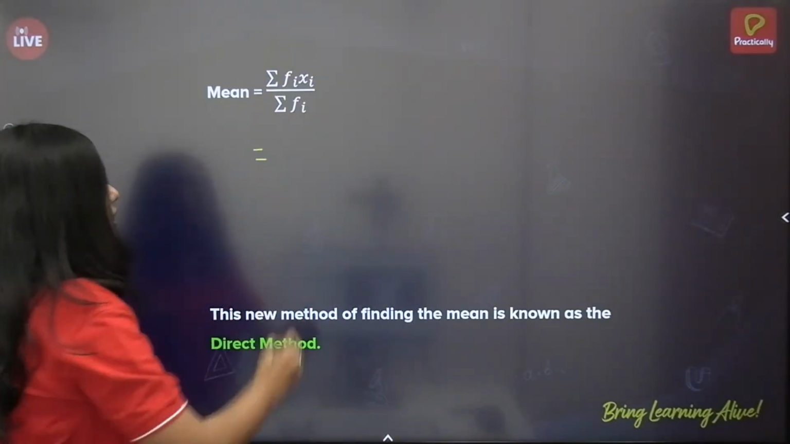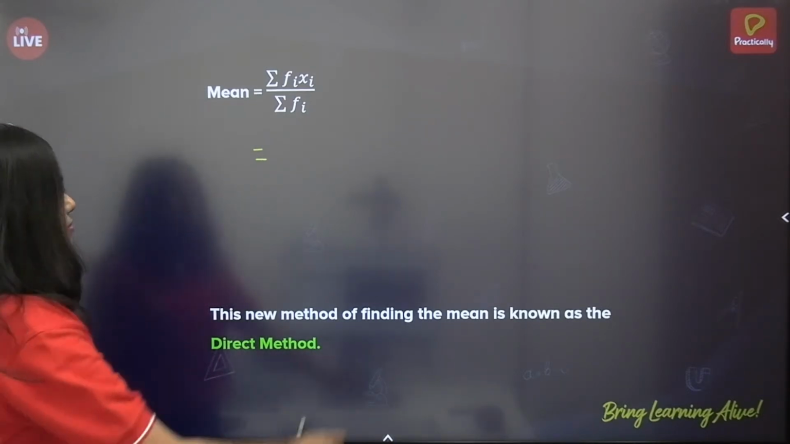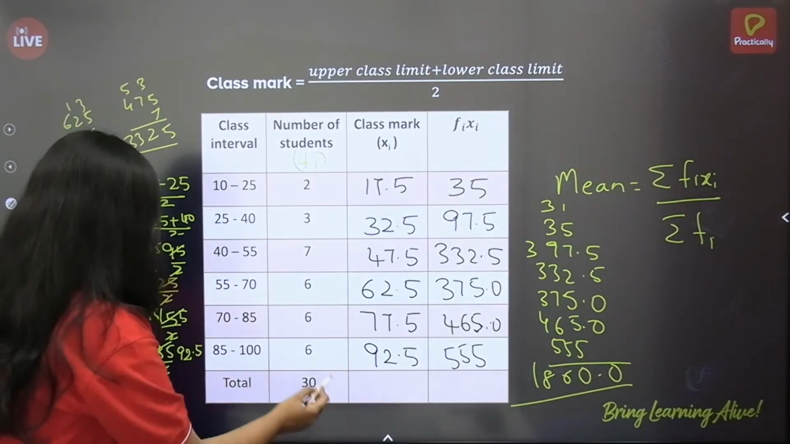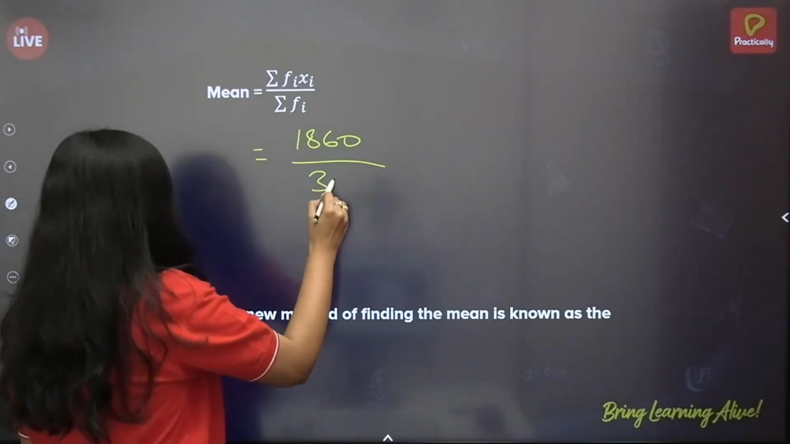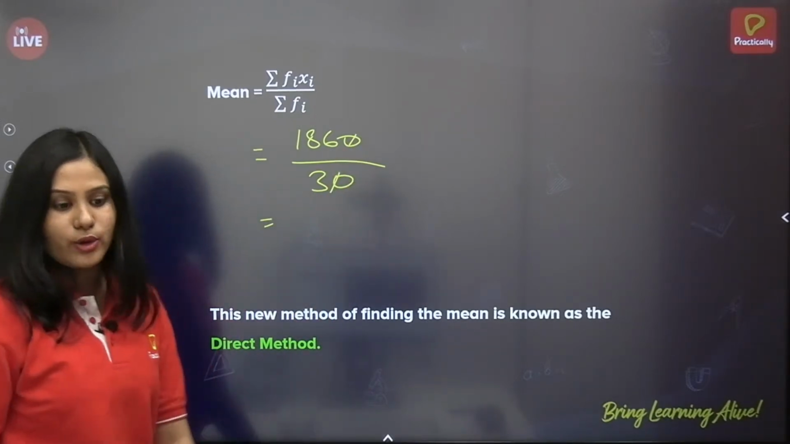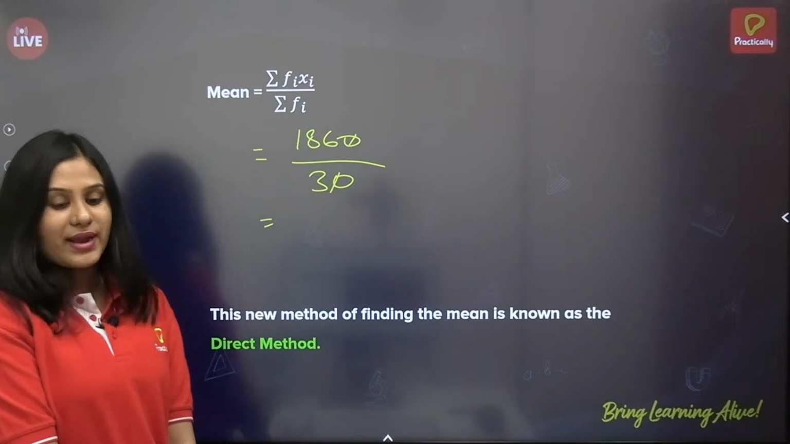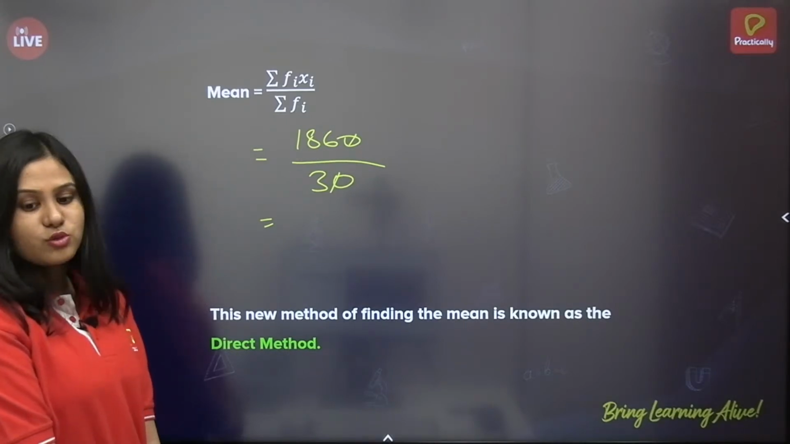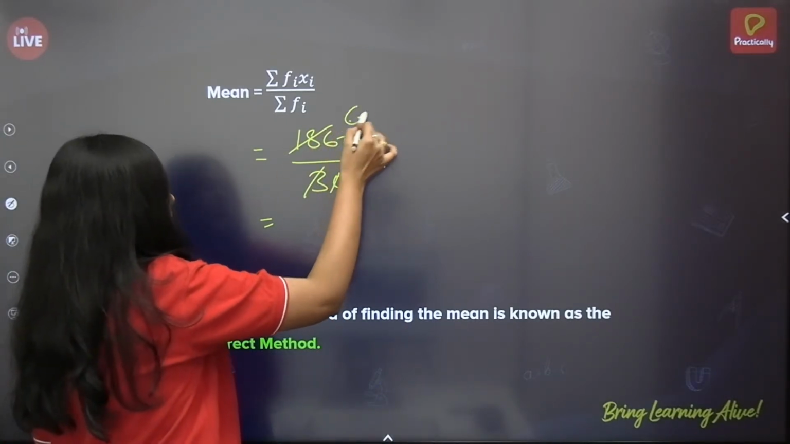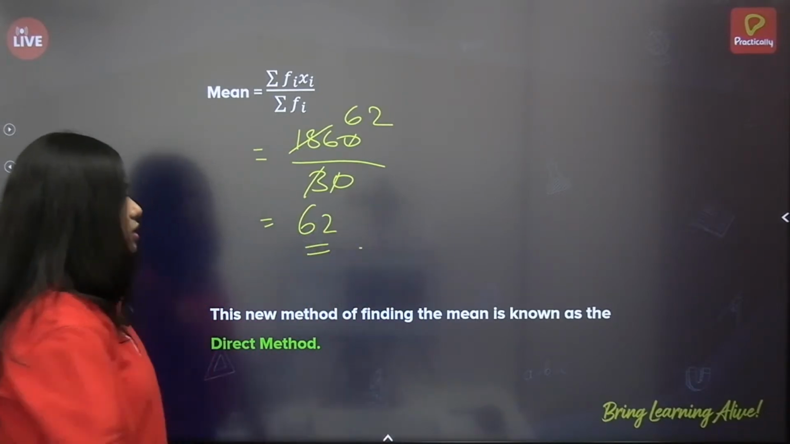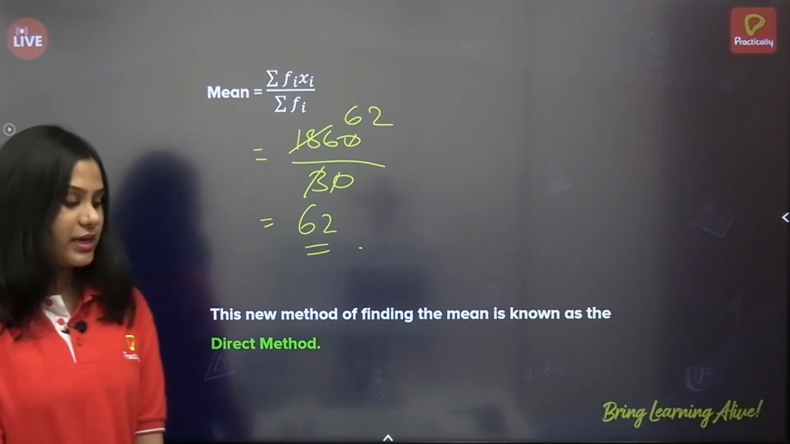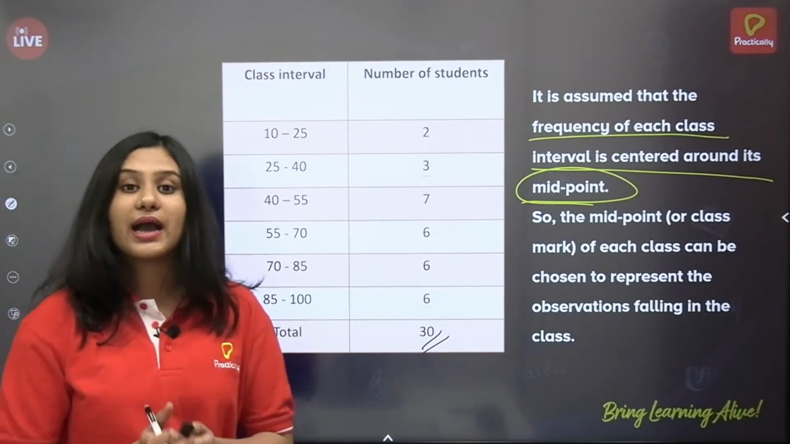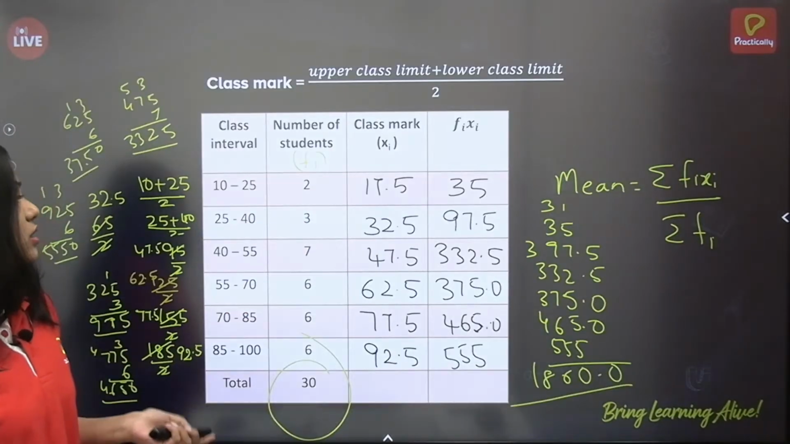Right. Now mean is equal to sigma fi xi by sigma fi. What did we get? 1860. What is sigma fi? 30. So just write 30. What is the answer? Come on, do it. Mean is equal to 1860 by 30. Super easy. 3 times 6 is 18, 3 2s are 6, so 62. So this method, very good Aryan, correct. Keep it up. This method is known as solving mean by direct method, correct? So I hope it's clear.